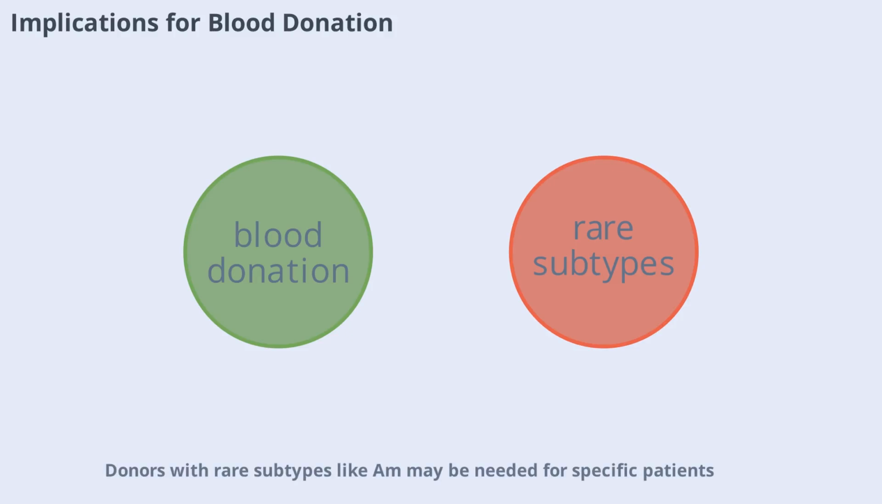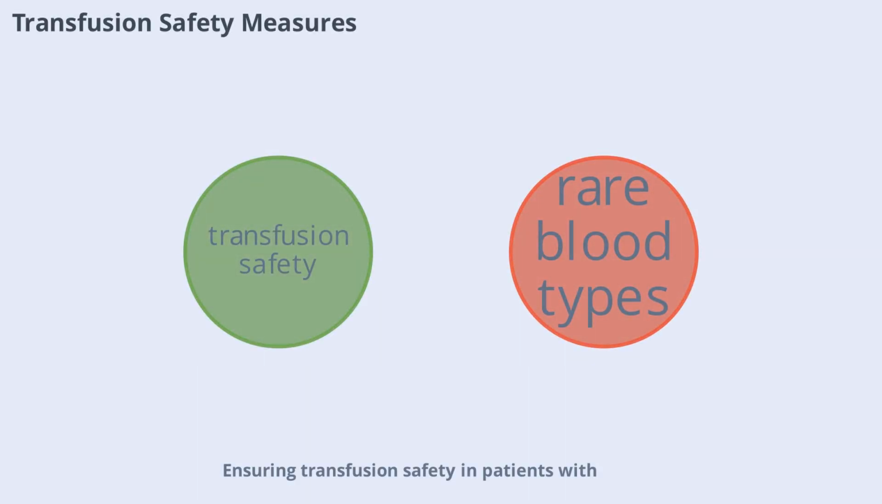Donors with rare subtypes like AM may be needed for specific patients, and their blood must be carefully matched. Awareness and proper documentation of such cases help ensure the safety and effectiveness of transfusion therapy. Ensuring transfusion safety in patients with rare blood group subtypes requires meticulous planning. This includes thorough blood type identification, antibody screening, and selection of compatible blood products.